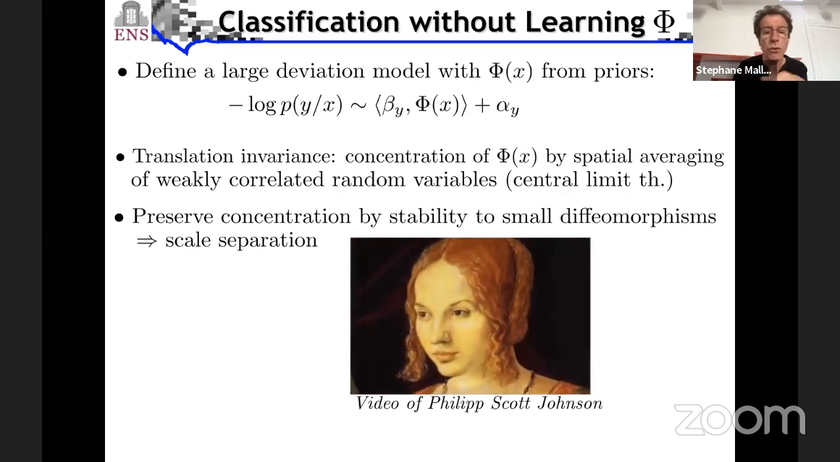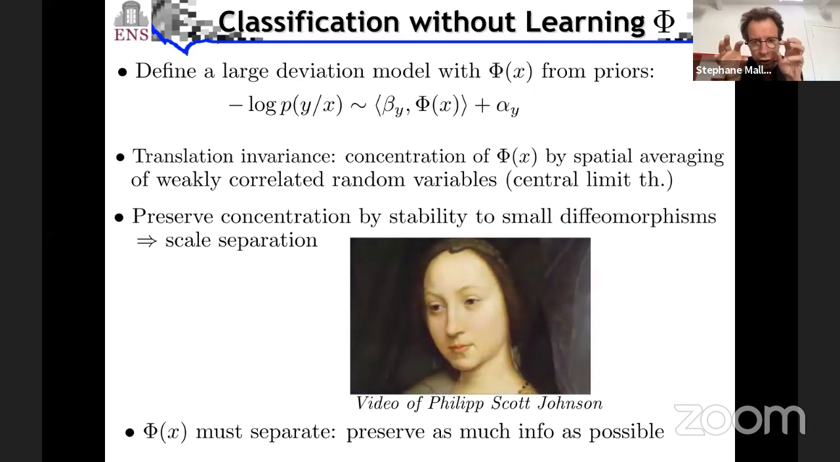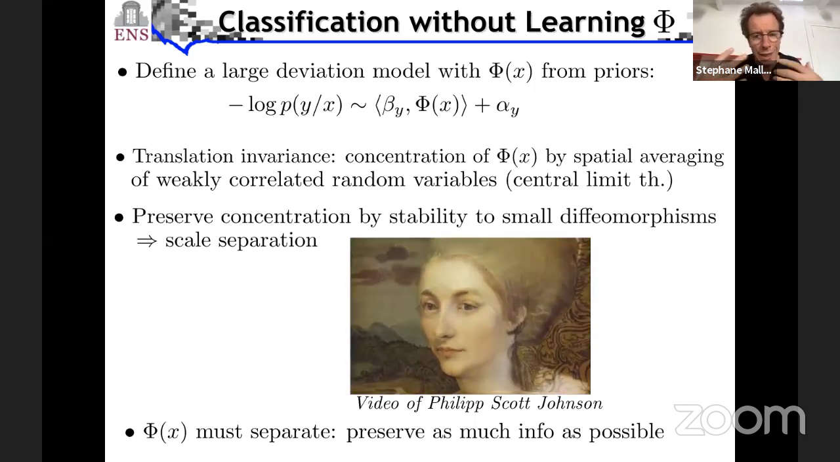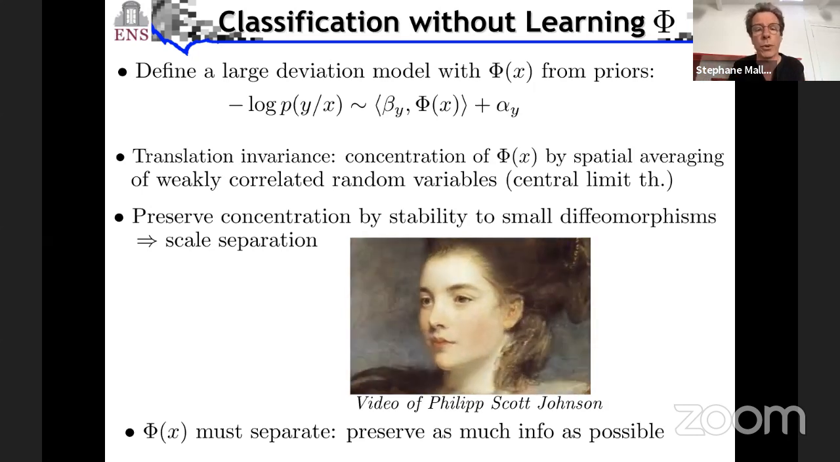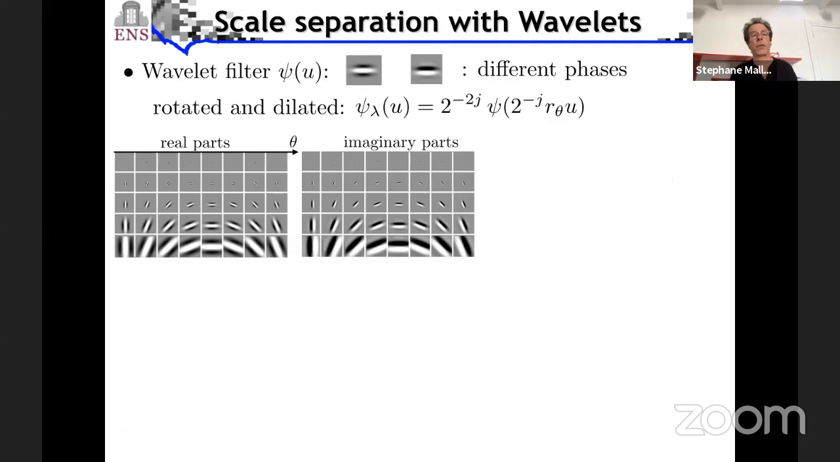Now, in this first phase, as I said, we're not going to learn. So you still need to separate different information for different classes, so keep as much information as possible. And that will lead us to a deep network kind of architecture. So let me look at these wavelets.